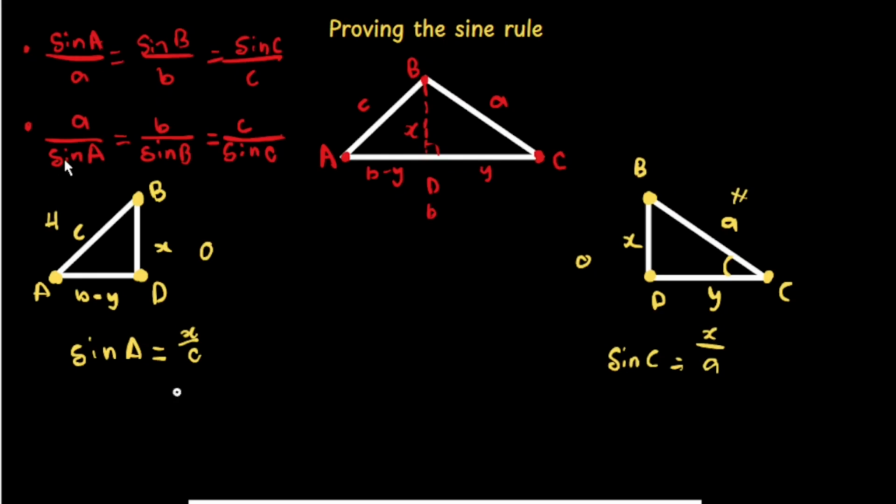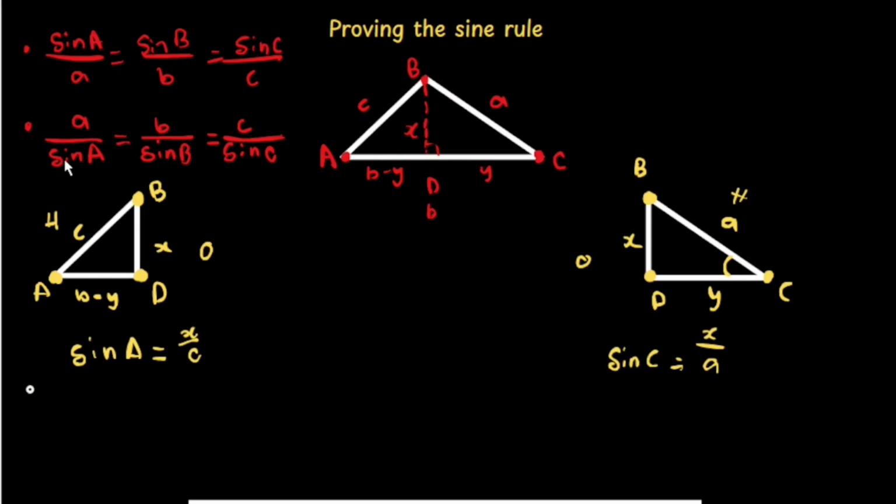Okay? Now, there is something common between these two triangles, and that is this x over here. It is common to both triangles. So if I make that the subject of the formula for both of my trig ratios that I have over here, I can equate both trig ratios.